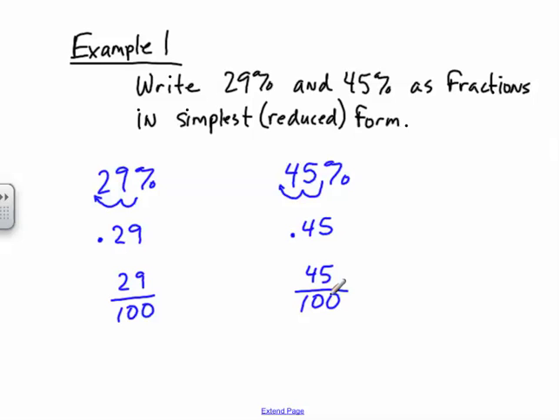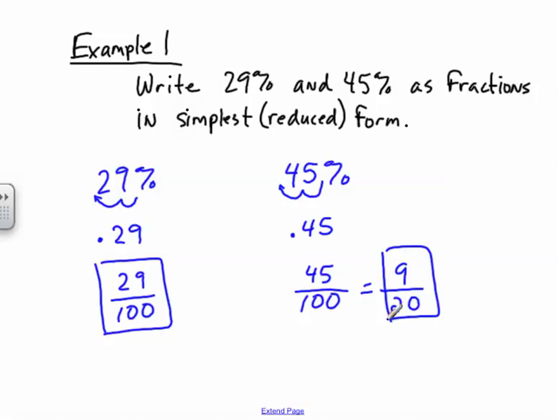But now I need to reduce this. Okay, and something goes into both of them. All right, 5 definitely goes into both of them. 5 goes into 45 9 times, and 5 goes into 100 20 times. Okay? Now there's nothing else. Sometimes after I reduce it and make it smaller, I notice that there was something else that could have gone into it. But when I look at 9 and 20, there's not a common factor that goes into both of them. So that's it. This was 29%, and that's the same as 45%.